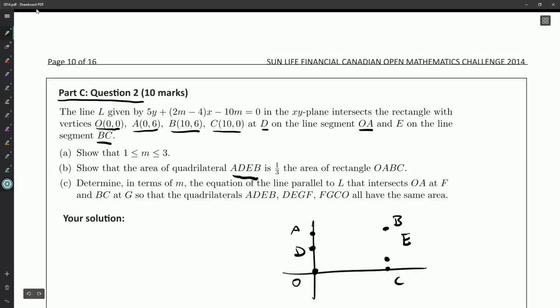Alright, C part. Determine, in terms of M, the equation of the line parallel to L. What's L? L is the line that we were given in the first place. Parallel to L, so has the same slope, that intersects OA at F and BC at G. We call that E and that G. So that quadrilaterals ADEB, DEGF, FGCO have the same area. So 3 quadrilaterals breaking up this rectangle, they should have the same area, which would be 20.